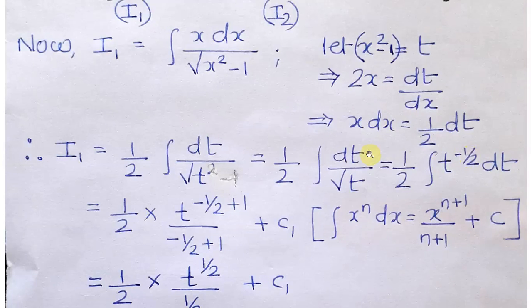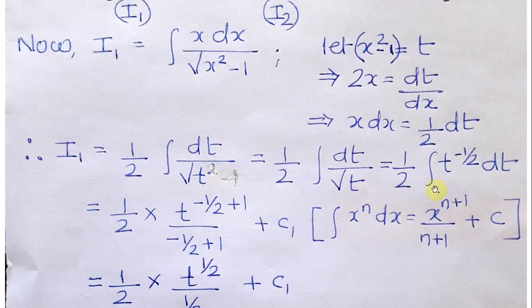Now 1 upon 2 I am keeping out, x dx became dt, so I am keeping here dt under root of t. Please note, there is no power on t, it is actually root t only. I have written the same term once again over here to avoid any confusion. Now under root of t, because x square minus 1 I have taken as t and the root sign will be applicable as it is. Now under root of t can be written as t to the power 1 by 2.